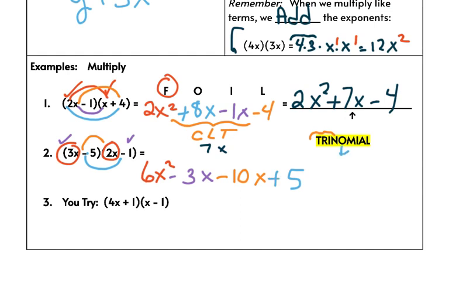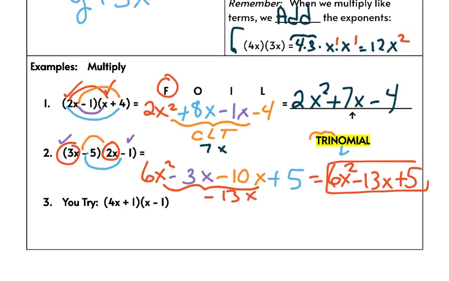And then to write our answer as a trinomial, we need to combine these like terms. We're down 3, we drop 10 more. All right, so let's write our final trinomial answer. 6x squared minus 13x plus 5 is our final answer. All right, so pause the video and you try the next one.